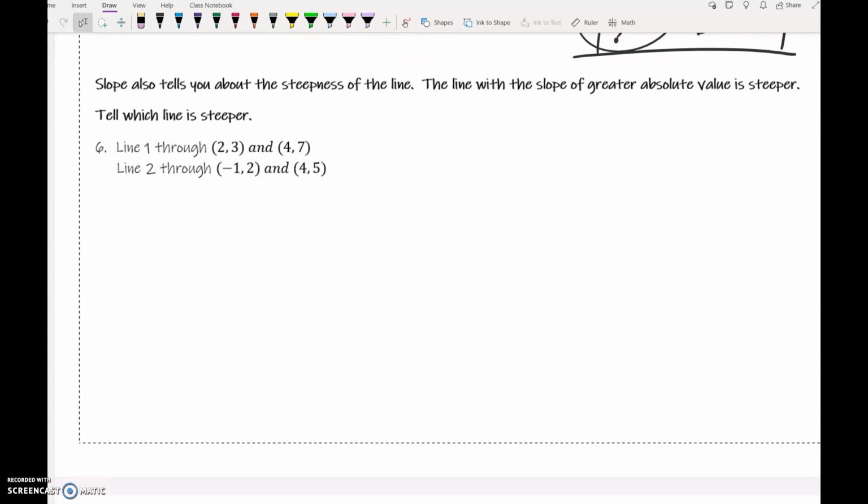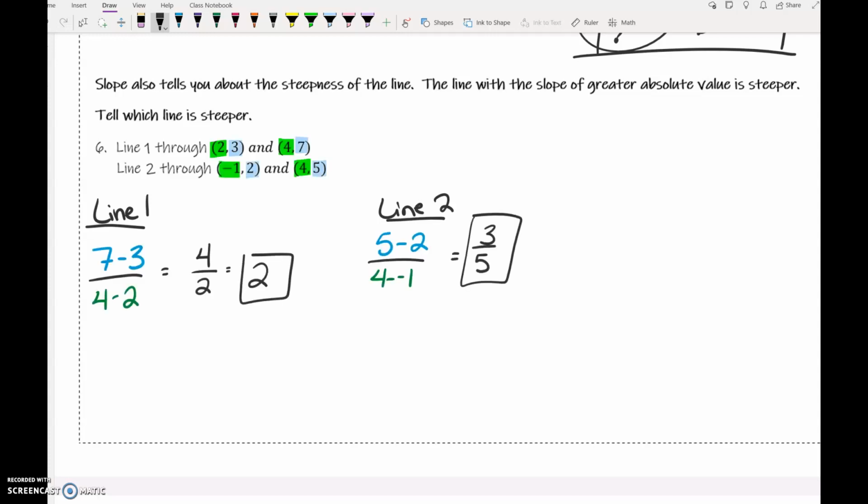So we need to decide which line is steeper. This means find the slope of line 1, find the slope of line 2, and then compare them. So take a moment, find the slope of line 1, find the slope of line 2, and then we will compare it. So pause the video, find the slopes. I ended up with a slope of 2 and a slope of 3/5. 2 means you go up 2 over 1. That's pretty steep. 3/5 means up 3 over 5. That's not as steep, so 2 is the steeper line. So line 1 is steeper.